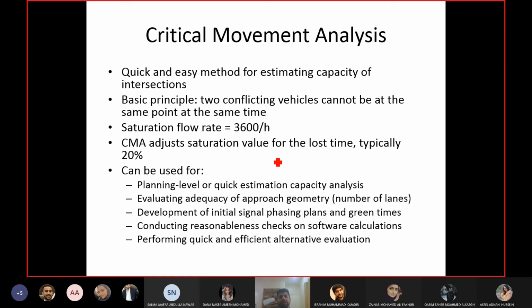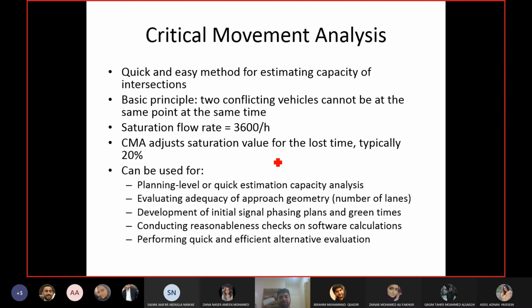You have two conflicting vehicles, going in different directions, which cannot be at the same point at the same time. This is the basic principle. And then the saturation flow rate is calculated as 3600 upon H.